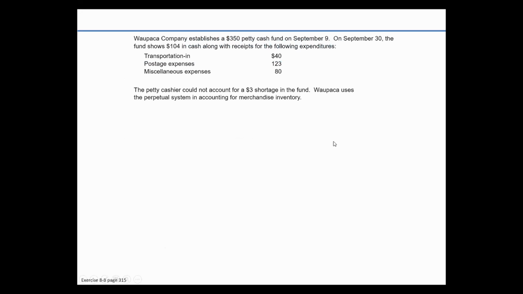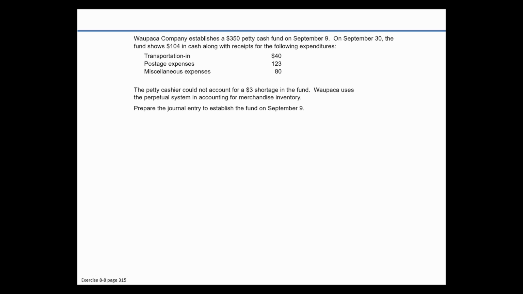Okay, this company, Wupaka, I guess it is, establishes a $350 petty cash fund on September the 9th. On September the 30th, the fund shows $104 of cash along with receipts for the following expenditures.